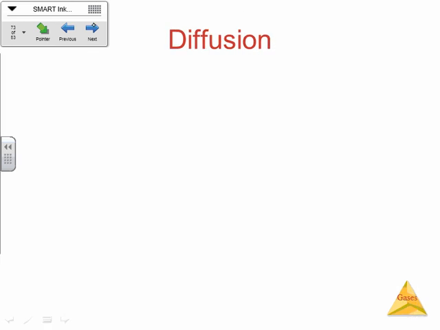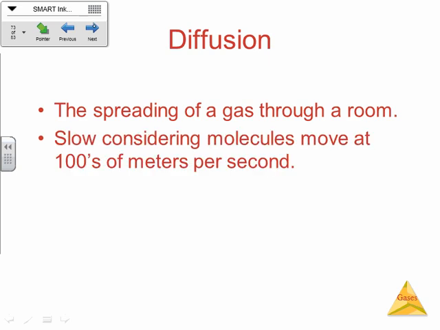Okay? All right. Diffusion, really same thing, okay? As far as the speed of the molecule is really the thing that influences the most, okay? Diffusion is the spreading of the gas through a room. And this happens slowly considering how fast these molecules move, okay? I think the one that we calculated the speed of earlier was 400 meters per second. So if it's moving at 400 meters per second, it should be able to cover the length of this room very, very quickly. But if you spray cologne in one corner of a room and you wait to see how long it takes you to smell it, you're going to notice it takes a little while, okay?